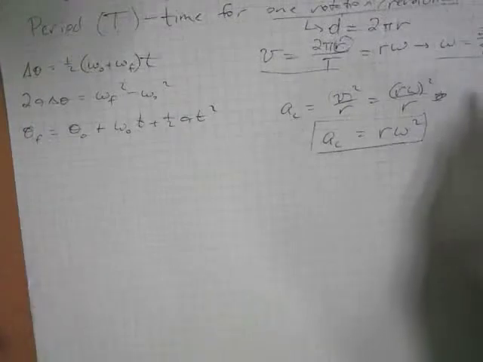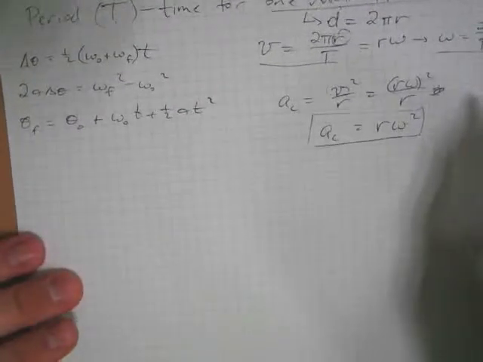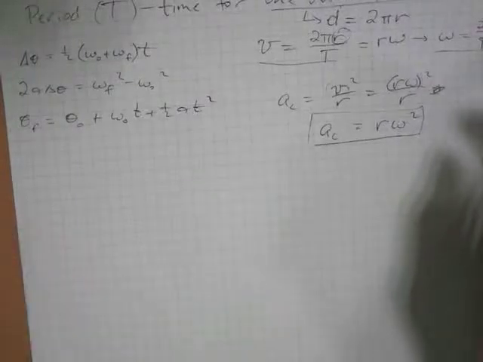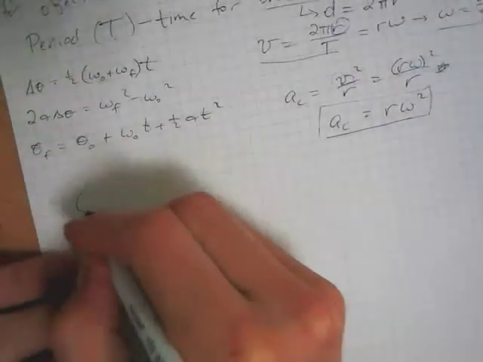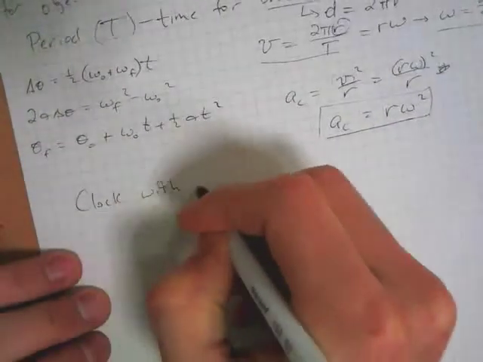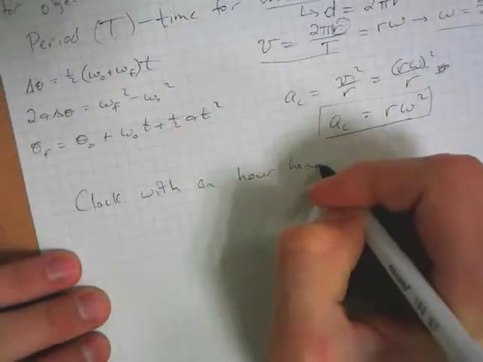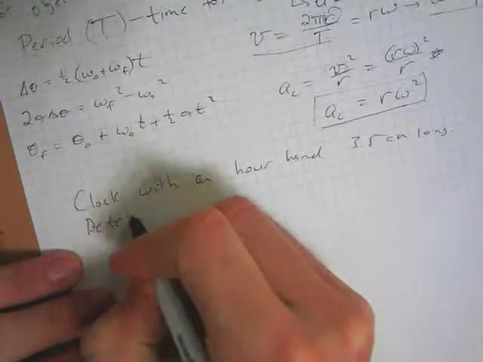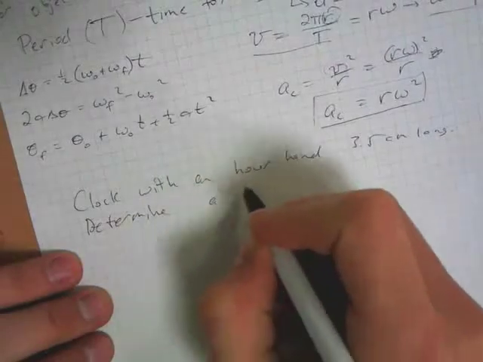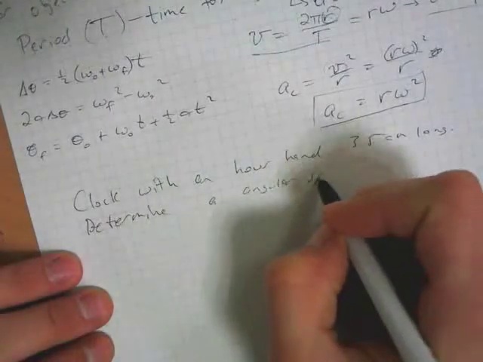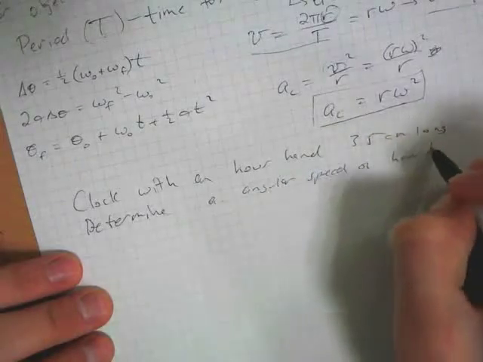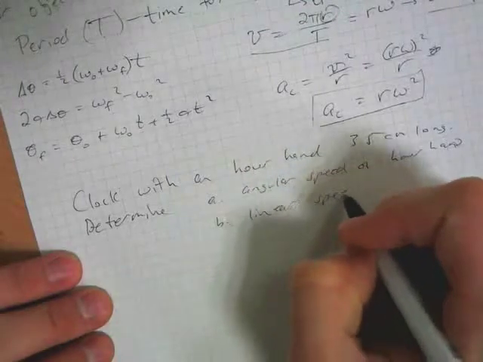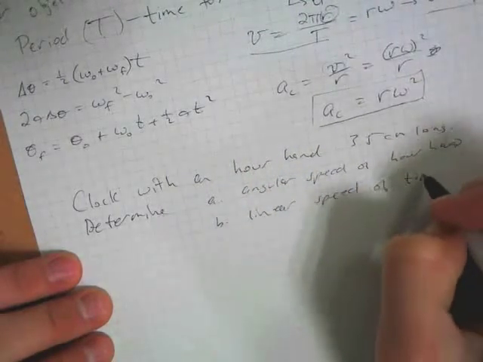There are all sorts of different problems and different difficulties of problems we could do involving kinematics. So let's say we have a clock, and it has an hour hand that is 3.5 centimeters long. And I want to determine, one, the angular speed of the hour hand, and the linear speed of the tip of the hour hand.